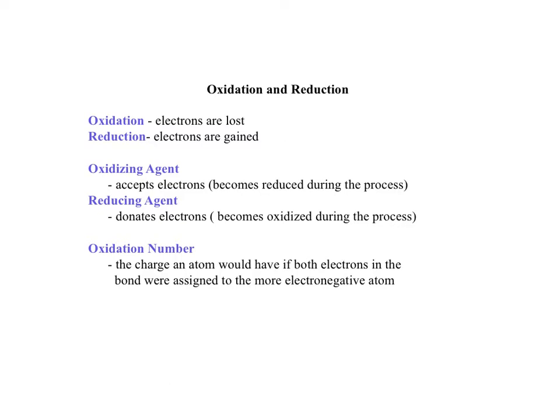So this last term, oxidation number, I'm going to show you all about oxidation numbers in this video, but in terms of the definition, we really don't understand it yet because we haven't talked about electronegativity. But in any event, it's the charge an atom would have if both electrons in the bond were assigned to the more electronegative atom. We can pick up this definition again at the end of the semester if we want to. Let's not worry about it at all. Let's just look at the numbers of electrons that are moving in the various reactions.